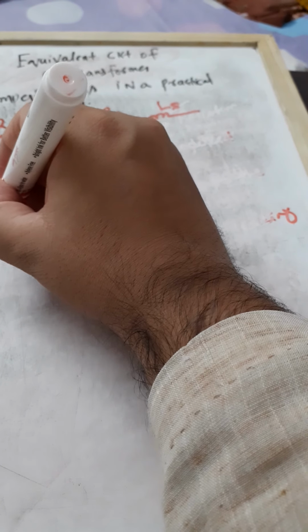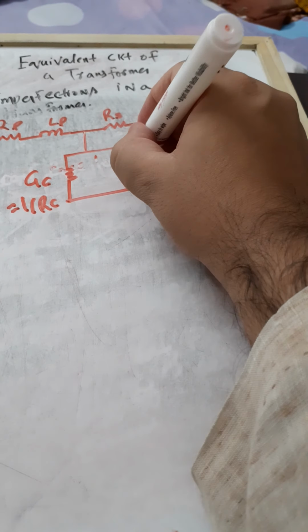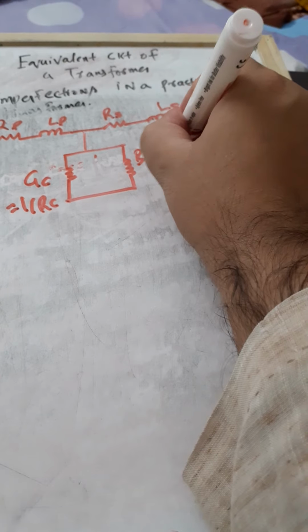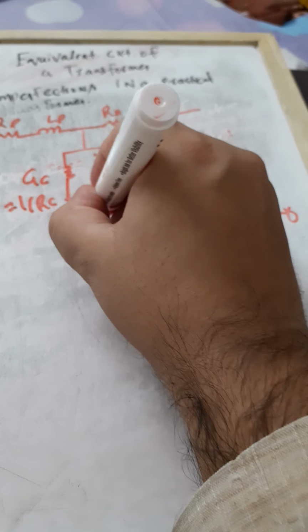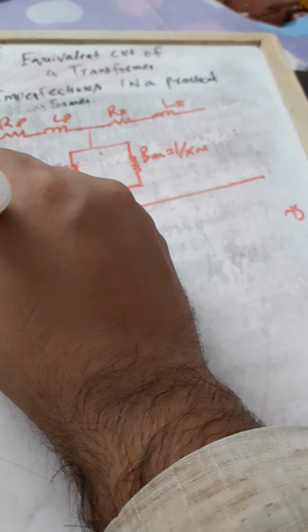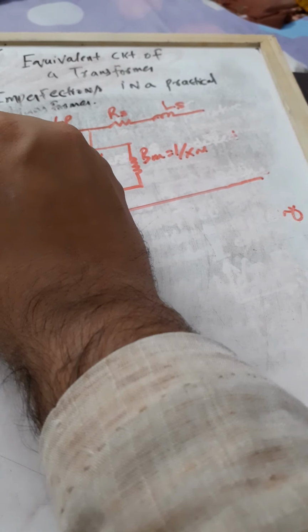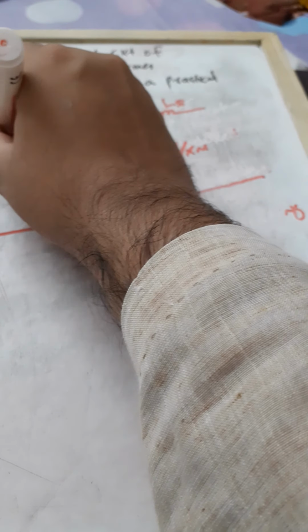This gives your GC. You can write GC as 1 by RC, or you can straight away write RC also, no problem. And for XM you can write BM, that is 1 by XM, or you can straight away write XM also, but I'll show you why I have taken these for elaboration. So this is your transformer. Basically this is your primary side, this is your VP, the primary side voltage, which you are giving to some socket, phase and neutral. This is your primary side current.